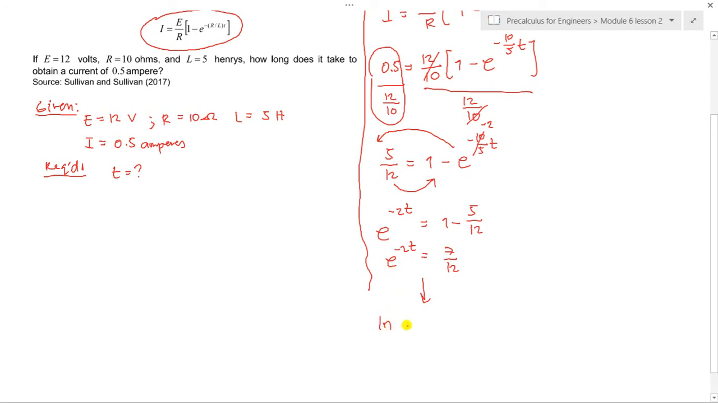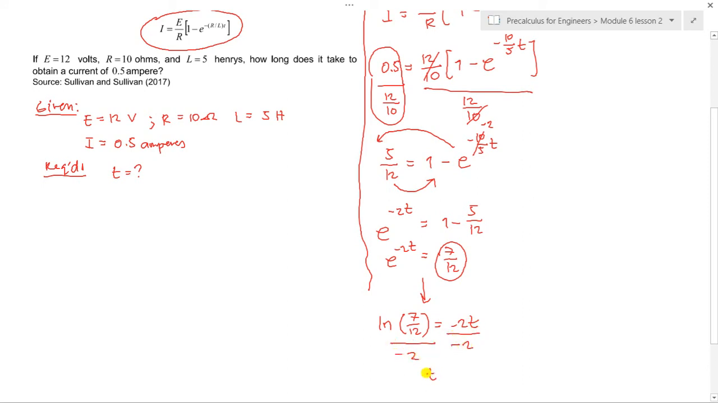So that is the ln of the resulting number, ln of 7 over 12, which is equal to the exponent. The exponent is negative 2t. So that is negative 2t. Divide both sides by negative 2.